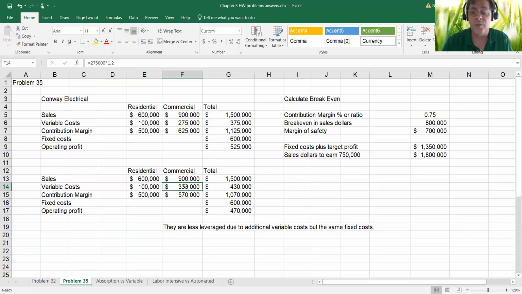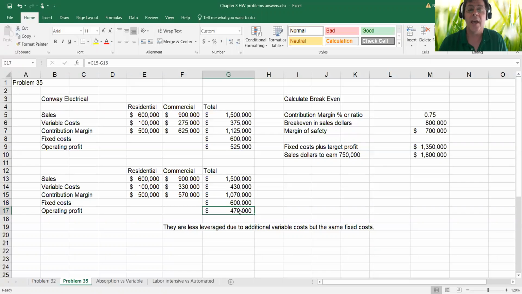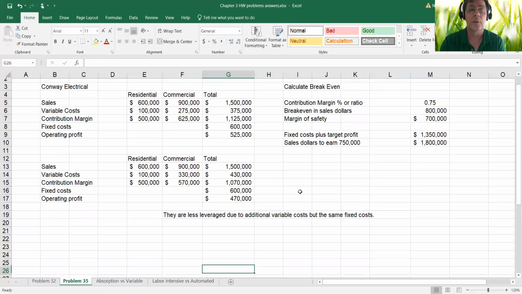And again, to do that, you just multiply by 1.2 is the easiest, or you can multiply by 0.2 and add it, whichever. Total variable cost 430, contribution margin 1,070,000, fixed cost 600,000, and our operating profit went down as we would anticipate, just like before. When our variable costs go up, our operating profit is going to go down. All right. So glad that you caught that and were paying attention. Got the fact that it was just the commercial.